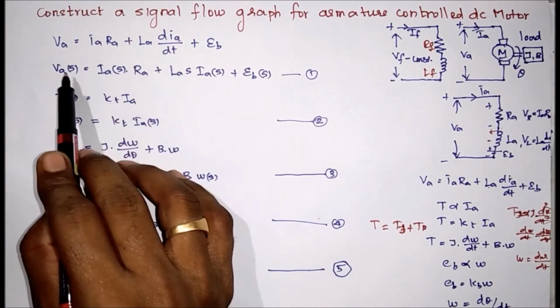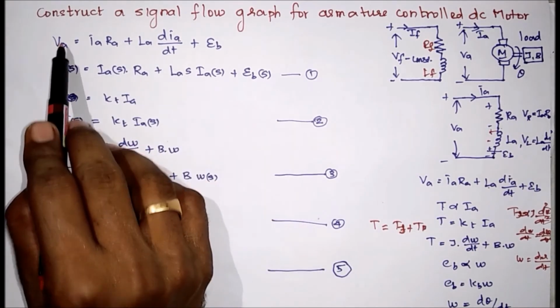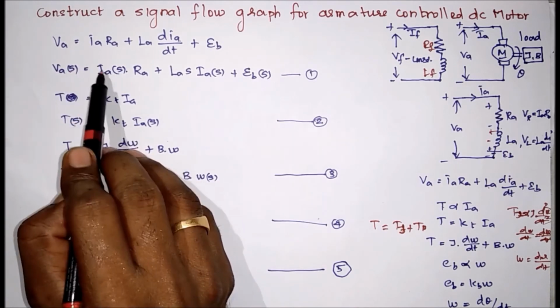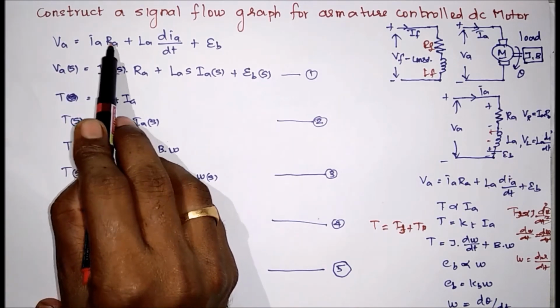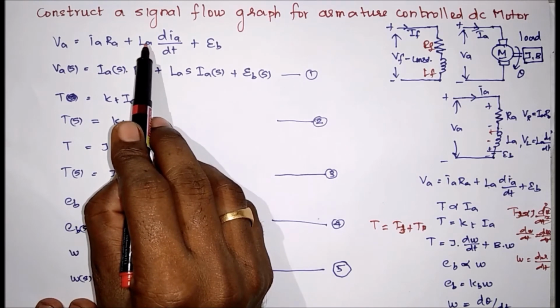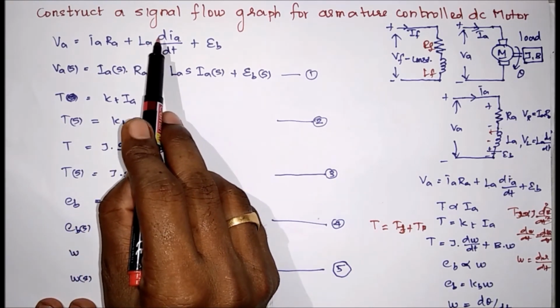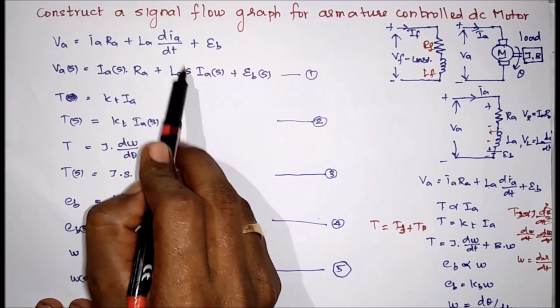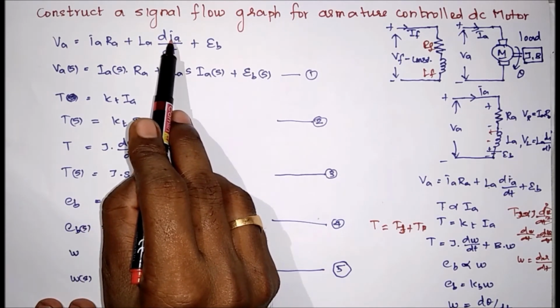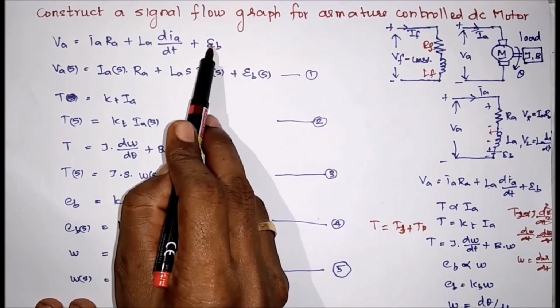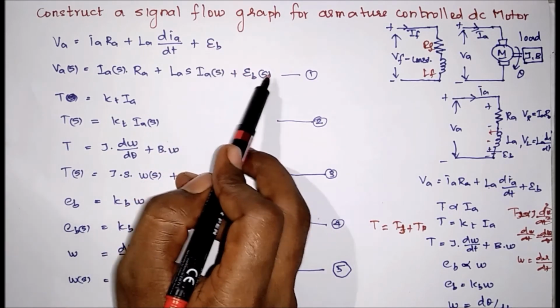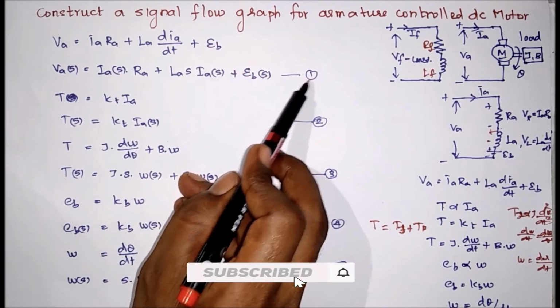For these, we can apply the Laplace transform. So Va becomes V of s, Ia becomes I of s, into Ra, which is constant. La is also constant, therefore La. For the derivative, if you take the Laplace transform, an s term will come. So Ia into s, plus Eb, which is a constant term here. We can consider this as equation number 1.